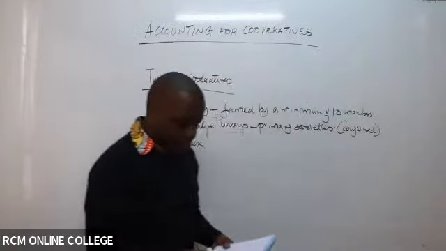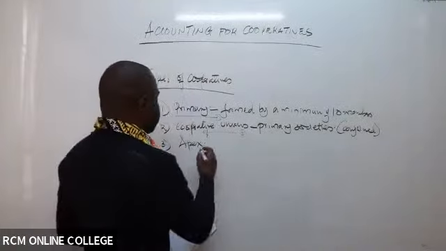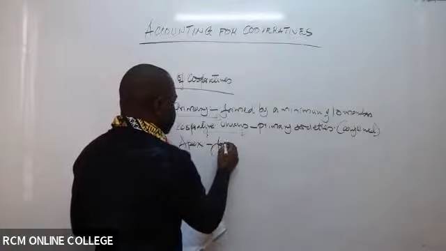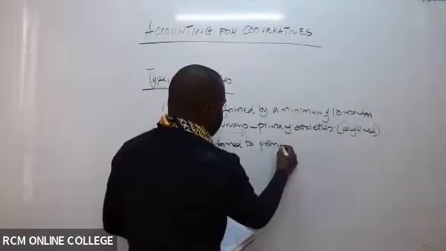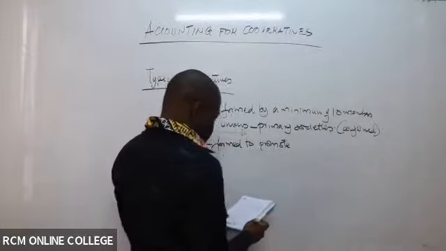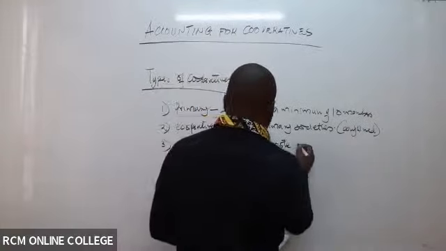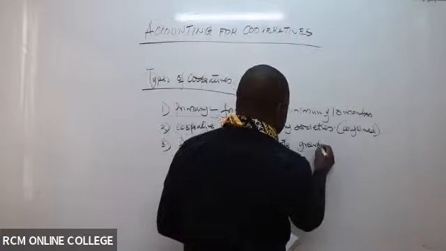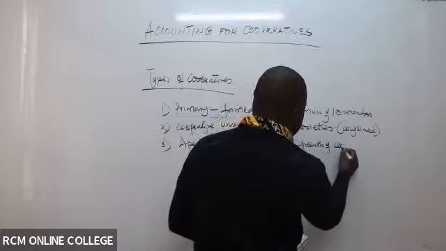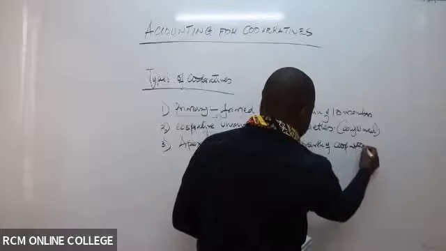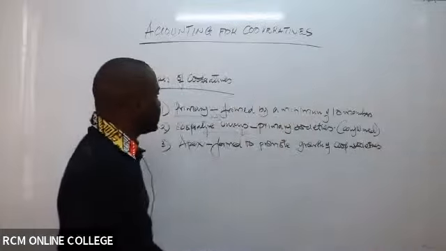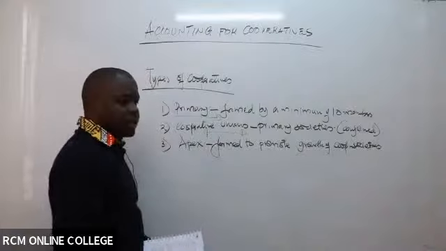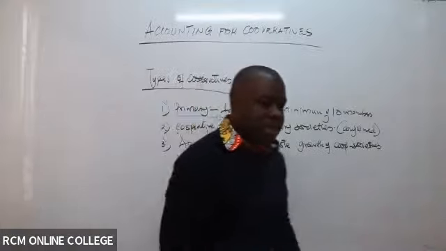Then we have apex. These are formed to promote the growth of the cooperative societies. So these are some of the types of cooperative societies we can have.